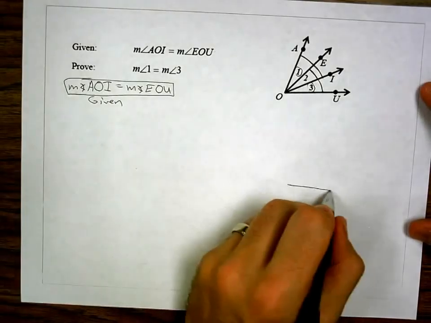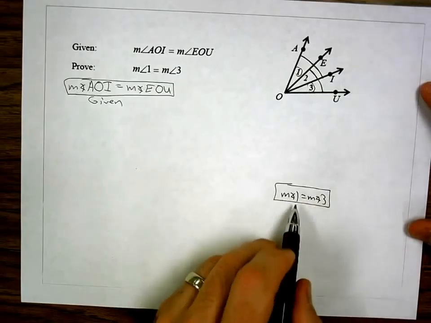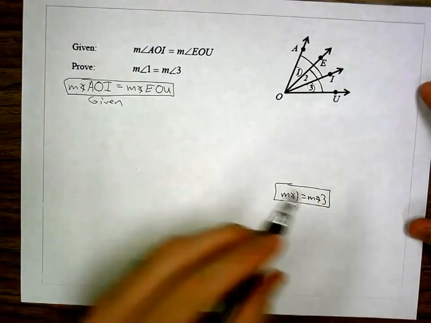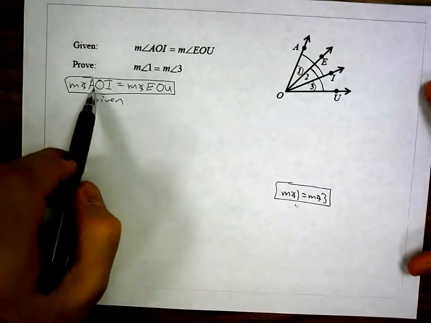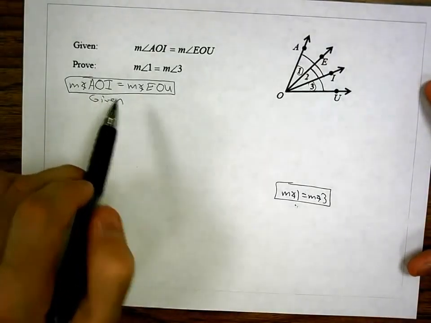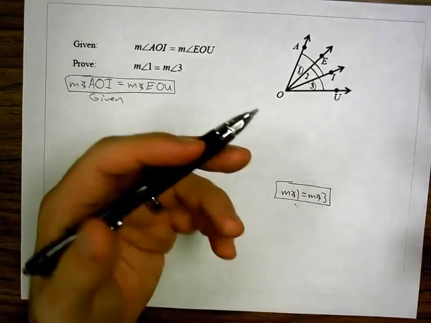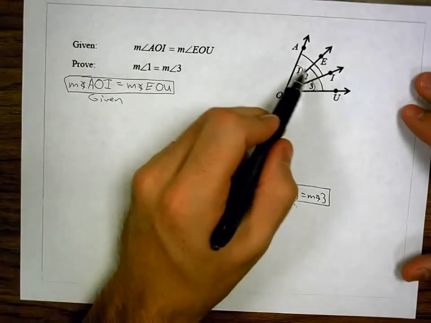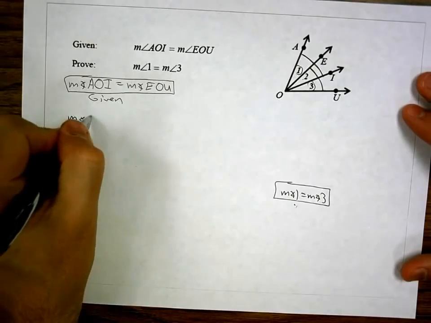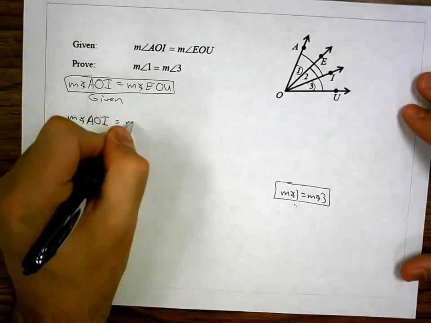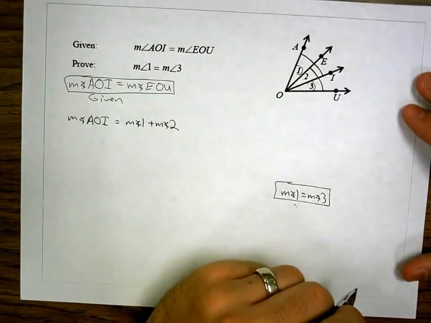and I want to get to the measure of angle 1 equals the measure of angle 3. Realize we don't know that reason yet. That reason to get there is our last step. So, let's see. I have letters here naming them, but this is numbers. Maybe I can rewrite this in terms of angles. So AOI is actually 1 plus 2. So if I wrote the measure of angle AOI equals the measure of angle 1 plus the measure of angle 2, that would be a true statement.